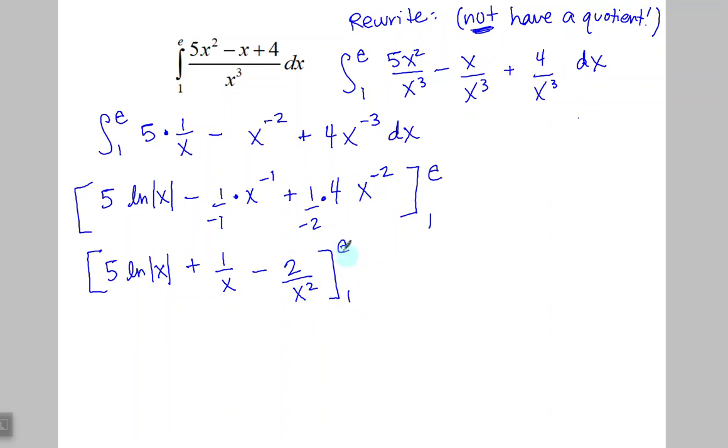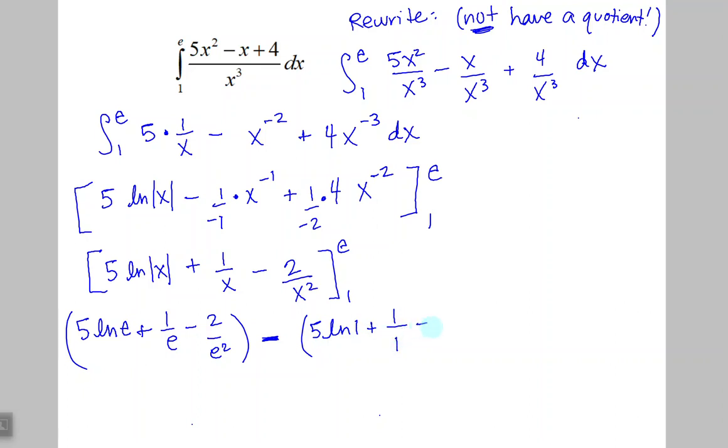Now I begin by plugging in the upper limit first. 5 natural log of e. I don't have to put absolute values because e is already positive, plus 1 over e minus 2 over e squared. That's all with the upper limit plugged in. Minus, and now the lower limit, 5 natural log of 1 plus 1 over 1 minus 2 over 1 squared. Again, I do have an answer, but I can clean this up a lot, so I'm going to.